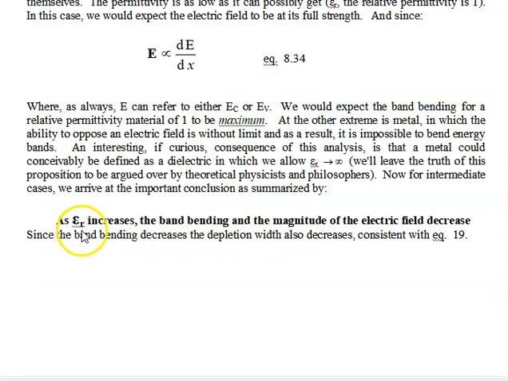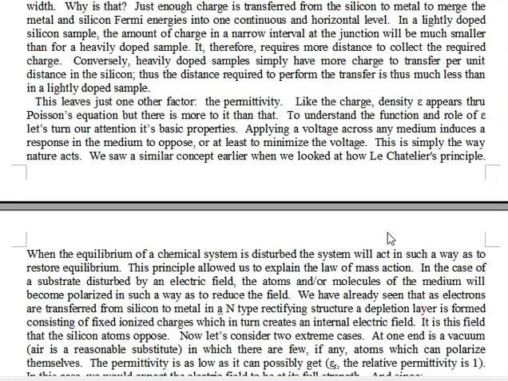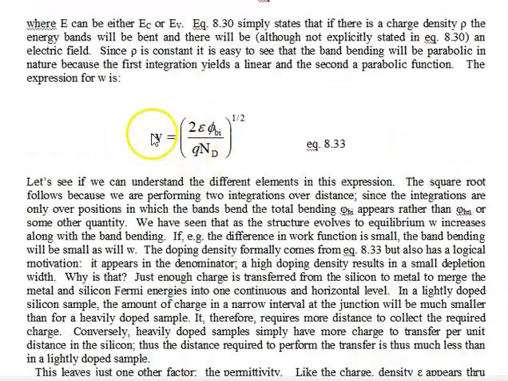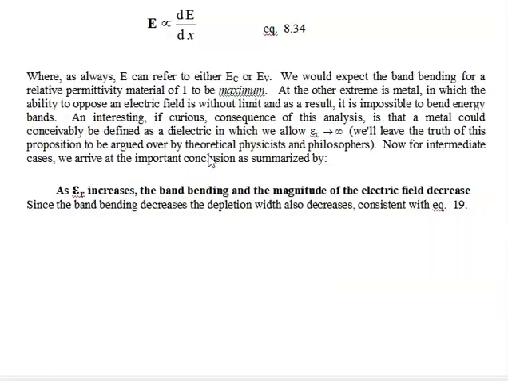As the permittivity increases, the band bending and the magnitude of the electric field decrease. And that's really the consequence of what this is all about. So higher permittivity, less band bending, electric field decreases, and therefore the W goes up. It's just like making the charge density lighter. It's the same thing.